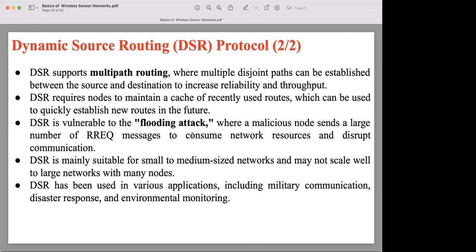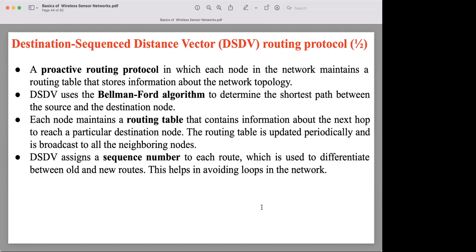So that means maybe it is possible you are a correct node, but maybe some are malicious nodes, and they also do the same thing. So unnecessary route request messages come into the picture and they disturb or interrupt the communication protocol. And similarly, this is also good for small and medium size networks because you are not required to save the entire information. Whenever you require the information, you can create the path. So it is good for military communication, disaster, and environmental cases.